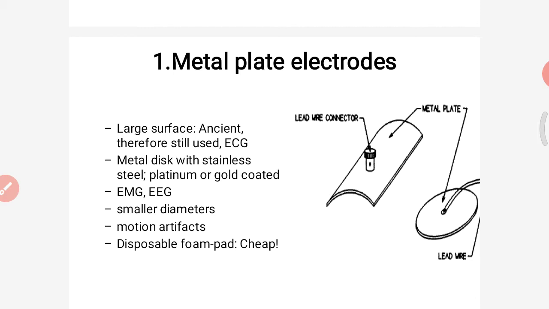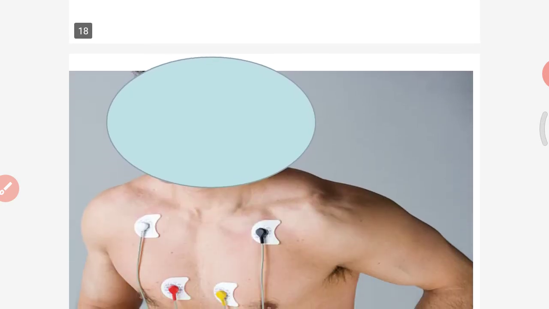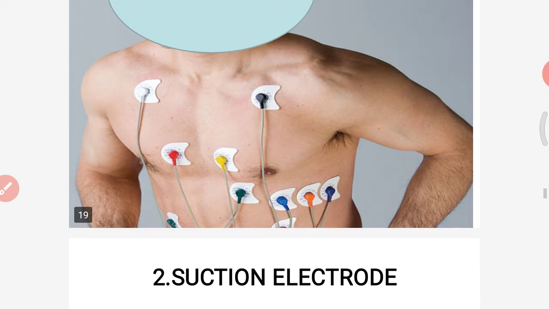So this metal disc we need to interface onto the human being brain. It has a small diameter and very low motion artifacts. So it is the cheapest method. Now one positive electrode and a second electrode, this is one of the metal electrode examples. And next, how to interface the suction electrode.